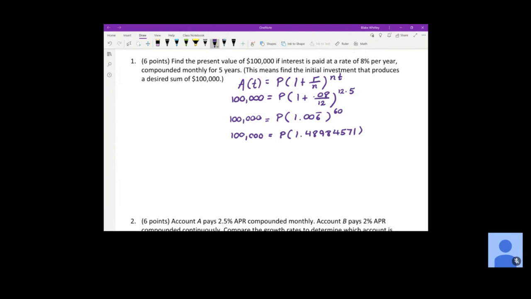Then our last step is going to be to do what? Okay, good. So we have to divide by that decimal that we just got there. And once we do that, what do we get?